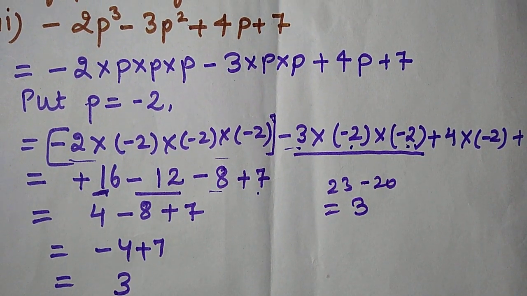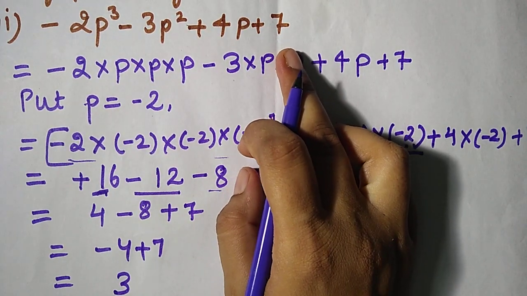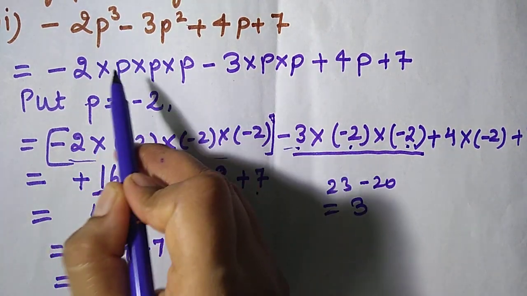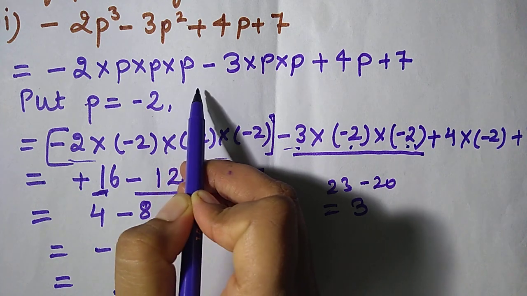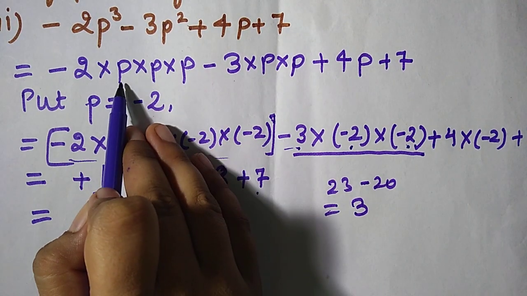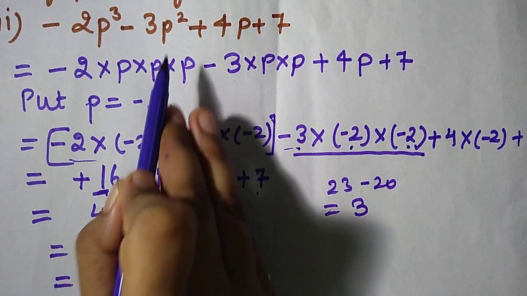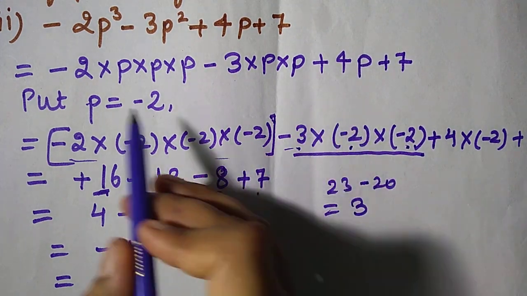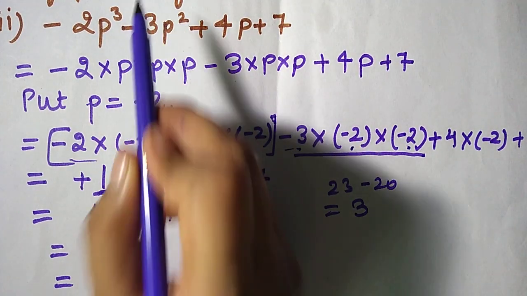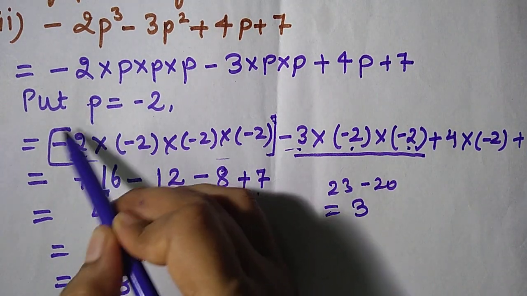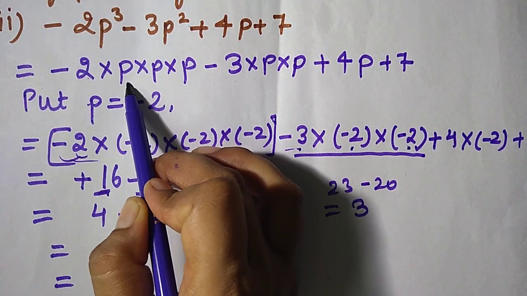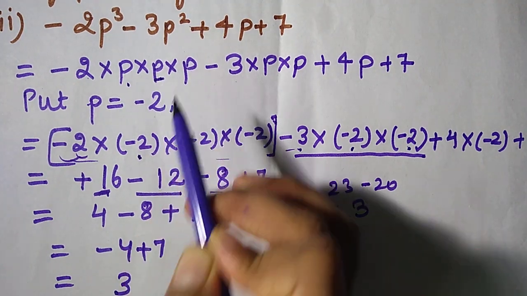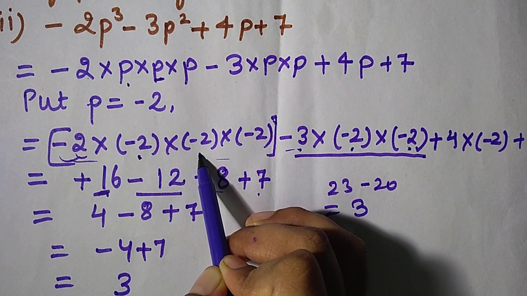What I did: this is the given expression. First I replaced p cube with p into p into p, because p cube simply means p is multiplied 3 times. Same here, p square means p into p. Then I put the value of p, that is given to be minus 2. This minus 2 is already present. In place of p I have substituted minus 2. Again in place of this p I have substituted minus 2.